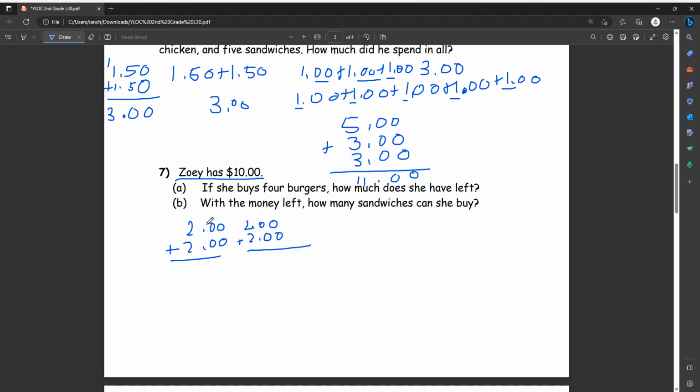So this is 4 burgers, so there's 4. So let's just add these up. After the decimal, we don't need to put anything, so it's 0.0. Now it's 2 plus 2, which equals 4, and then the same thing goes for this one. And now we do 4.00 plus 4.00.